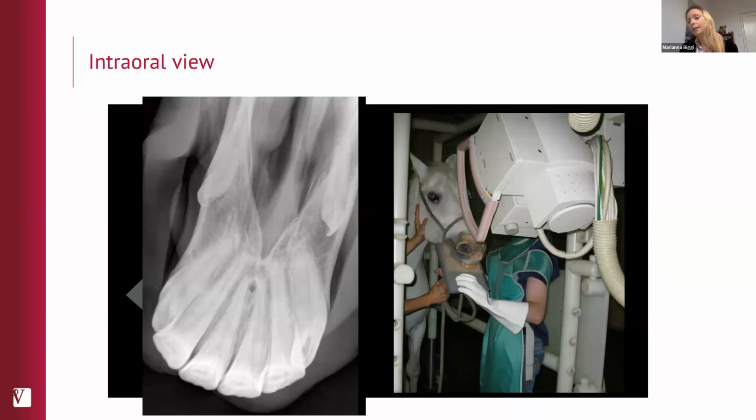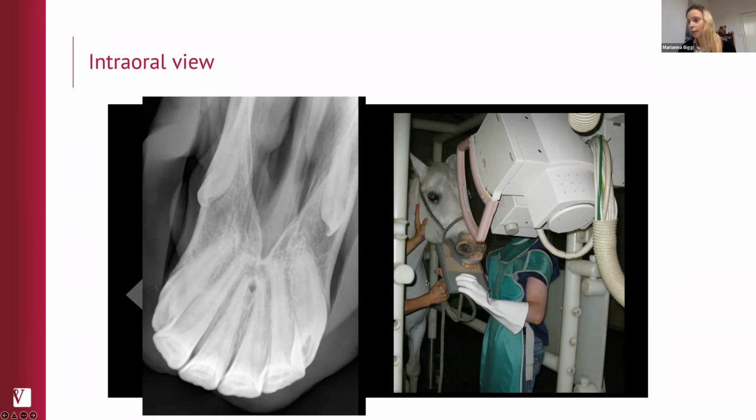Try to put the plate as far in as you can in the mouth. I know that's not always easy, but it's quite important to include all the incisors in the view.